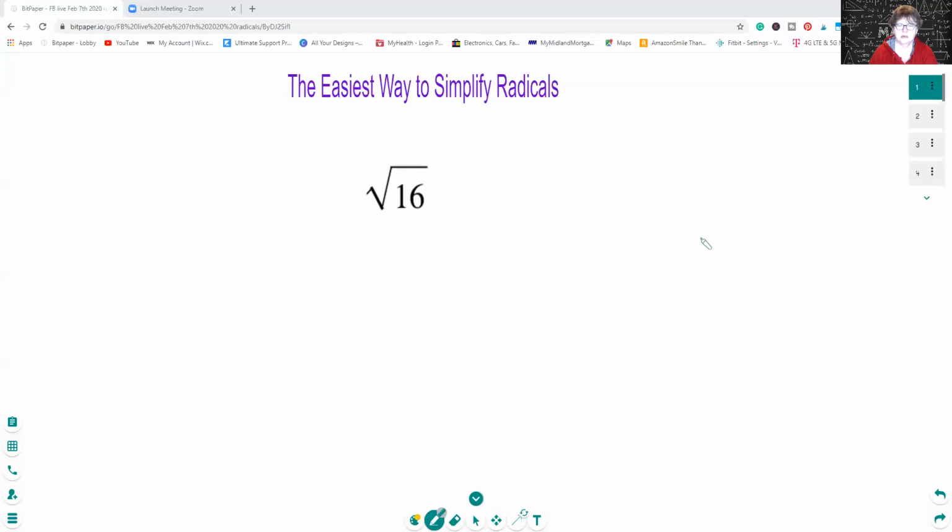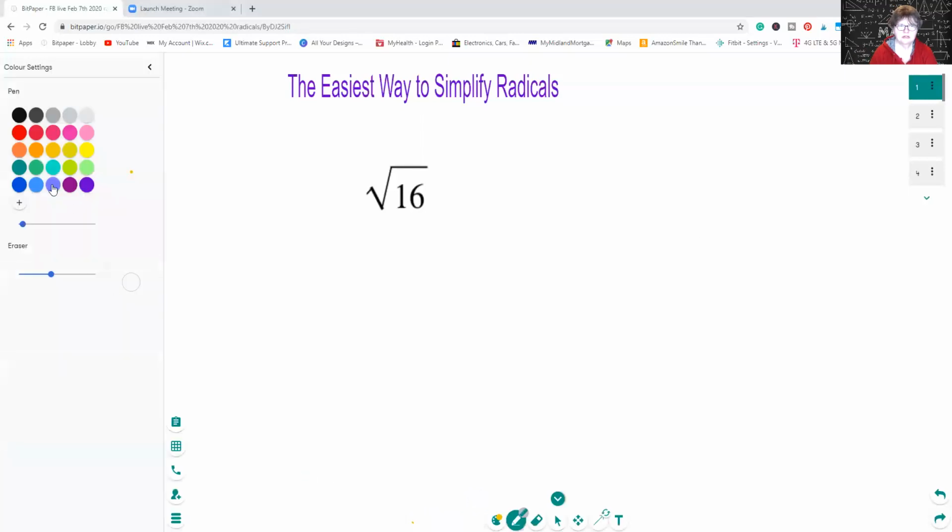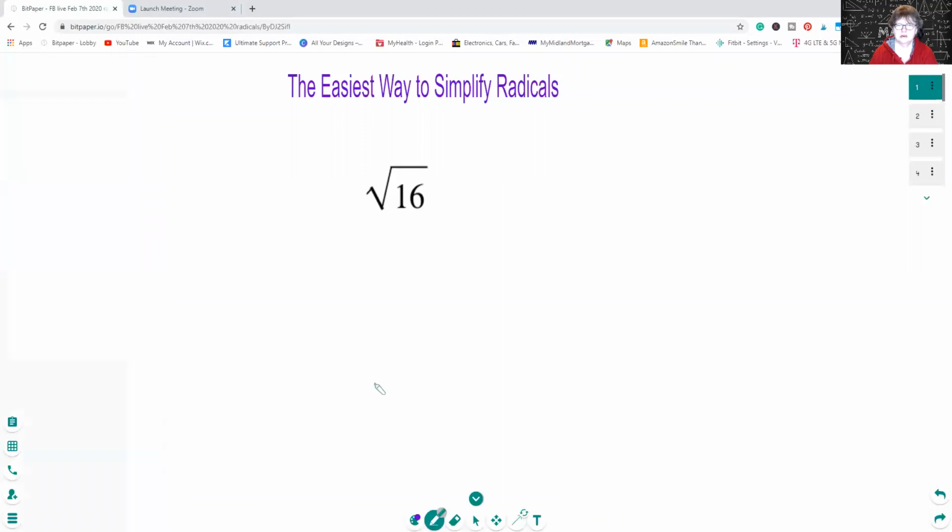So here we go. I am looking at the square root of 16. So the square root of 16, you may know the square root of 16 is 4. Turn off my lines. Square root of 16 is 4. And if you know that, you win. You're right. Why is it 4?